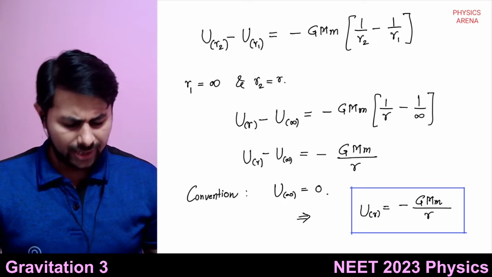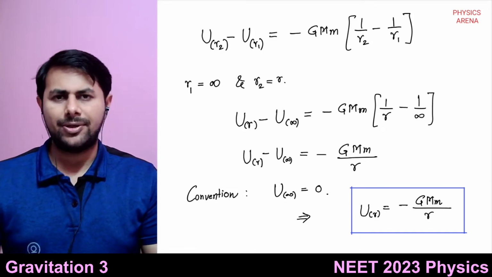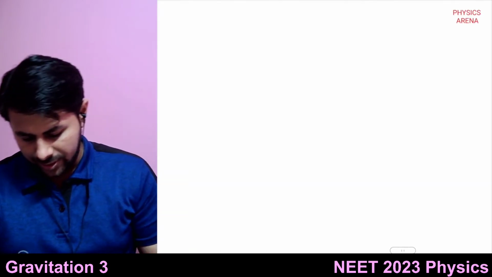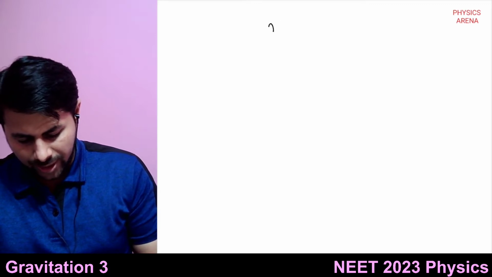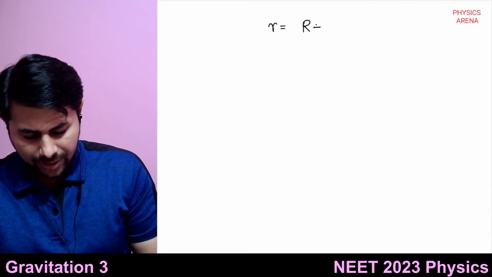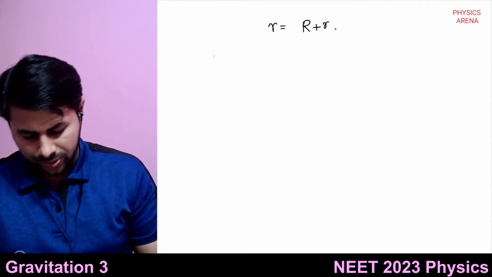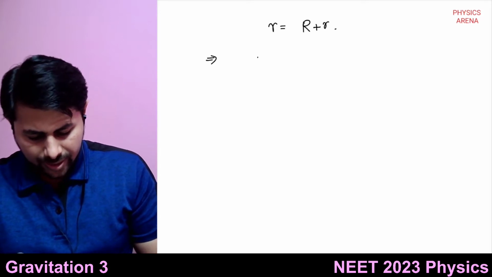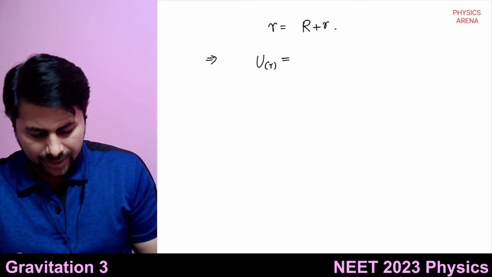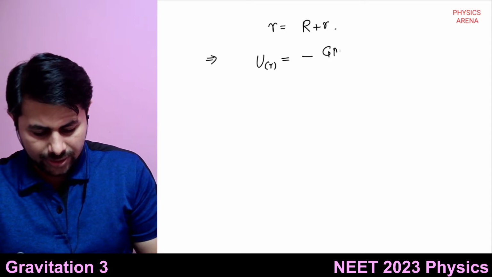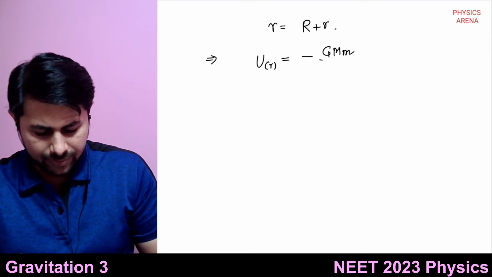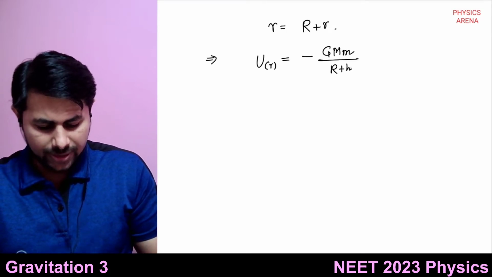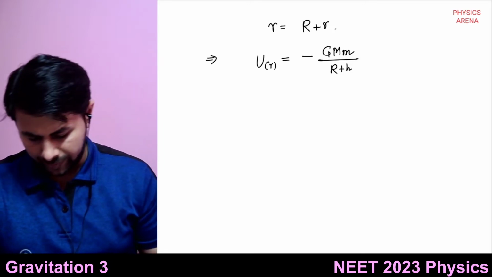And this r can be written as capital R plus h. So small r can be written as capital R plus h. So what do we get? We get potential energy at distance r is equal to minus of G times M into m upon R plus h.